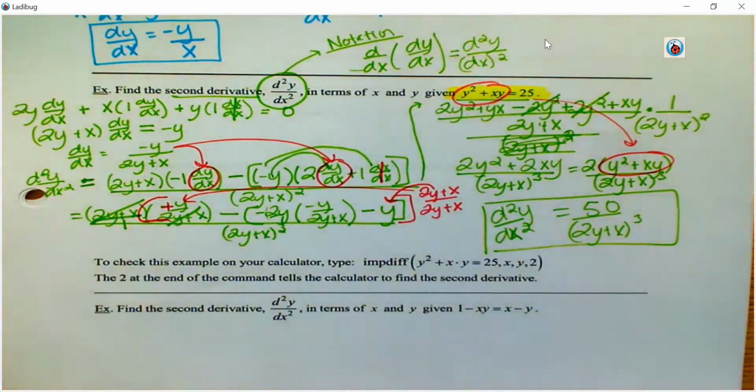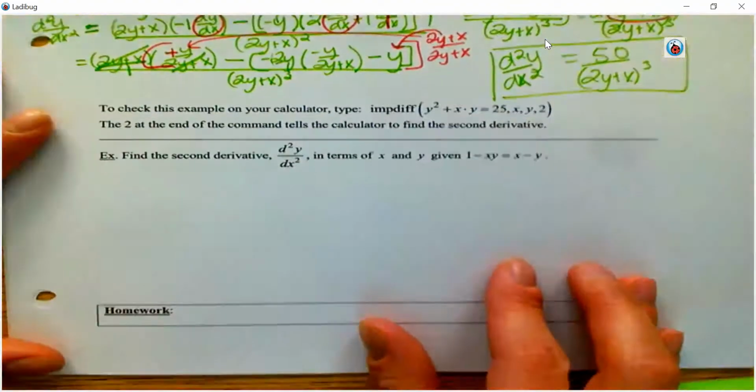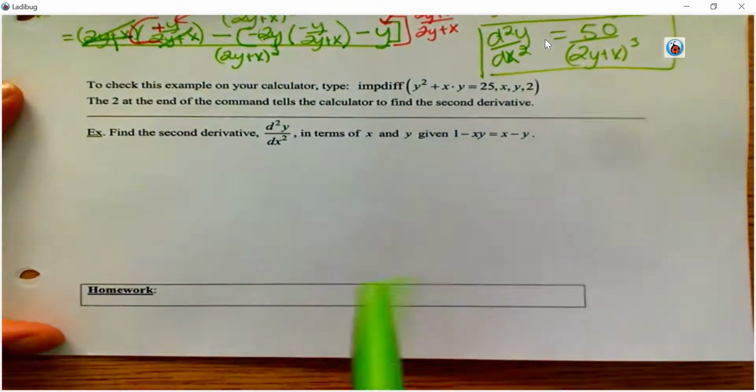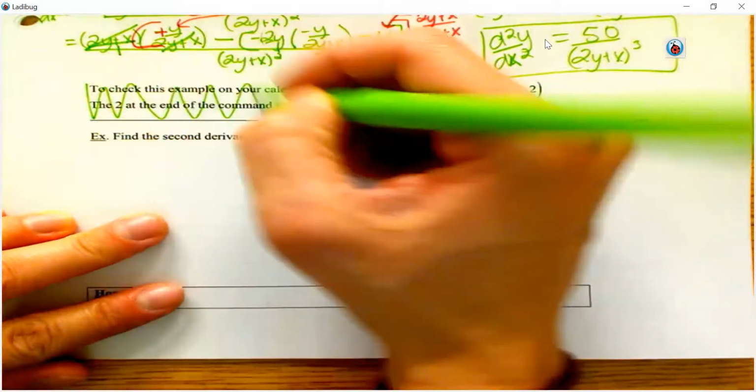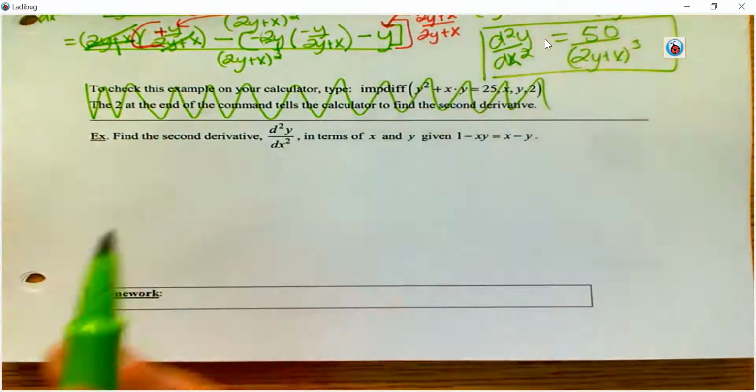The second example is actually a little bit easier, I think, algebraically. Are we ready for that one? Okay. Ready or not? This little blurb here is only if you have a calculator that will do this, which most of you do not.